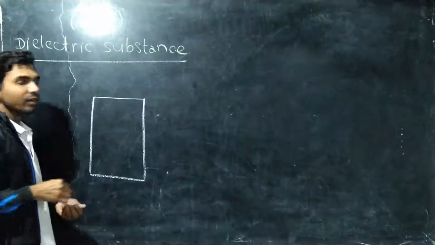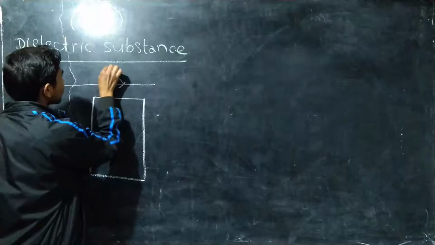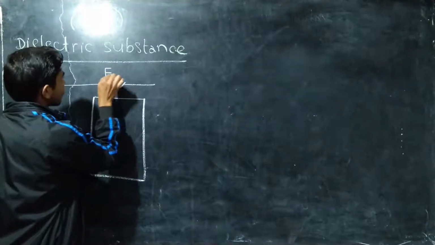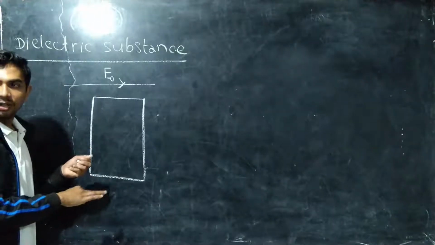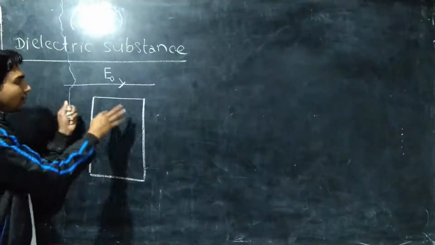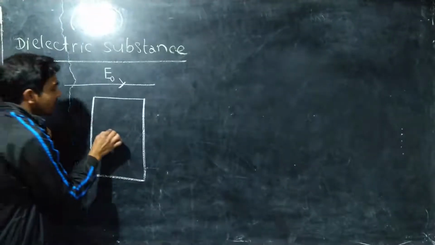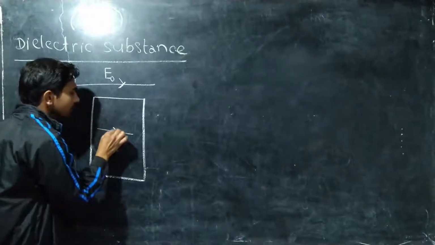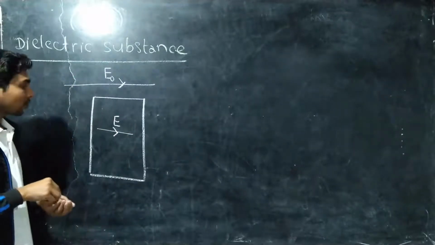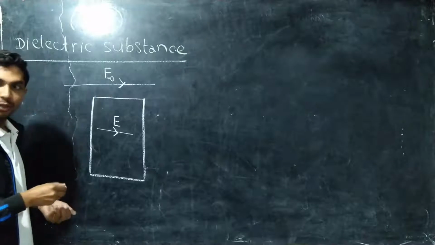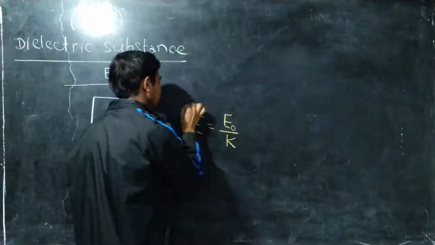I bring this dielectric substance into an electric field E naught. An electric field already exists, and I bring the dielectric into it. Inside the dielectric material, suppose E is the electric field inside. So how much will the value of this electric field be? It will be E naught divided by K.